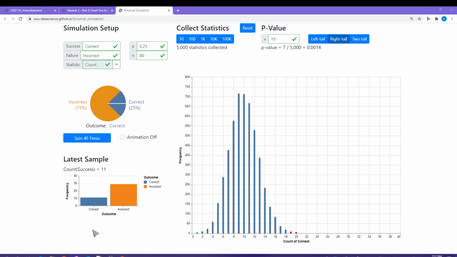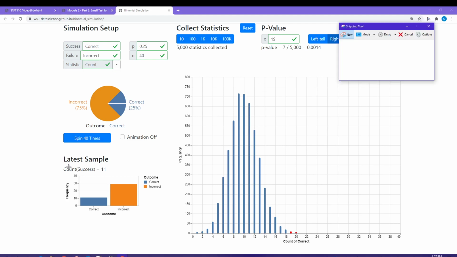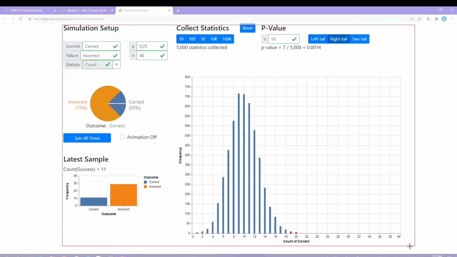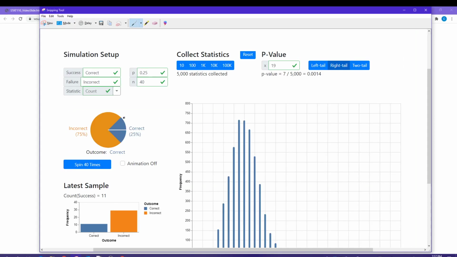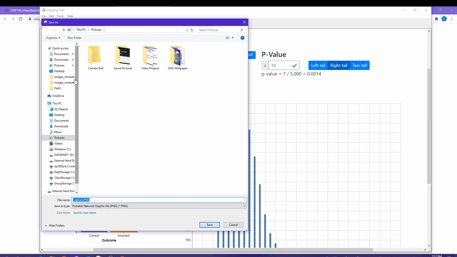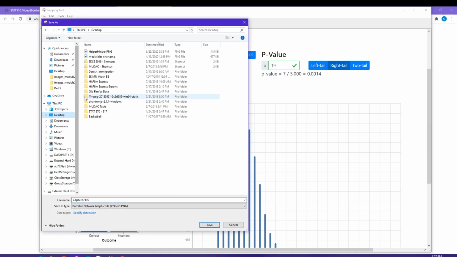Again, we're going to want to take a screenshot of this. So go ahead and use your snipping tool or whatever you use. Save that onto your local computer somewhere. It doesn't matter where. Give it some sort of name.